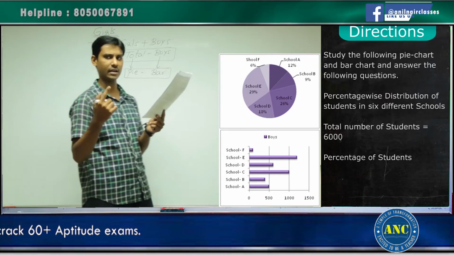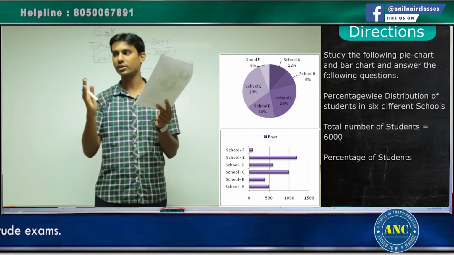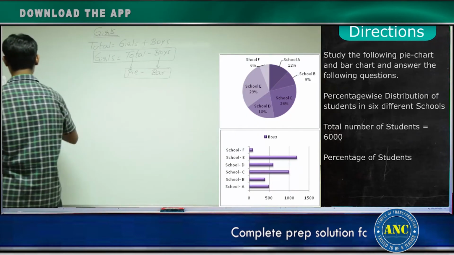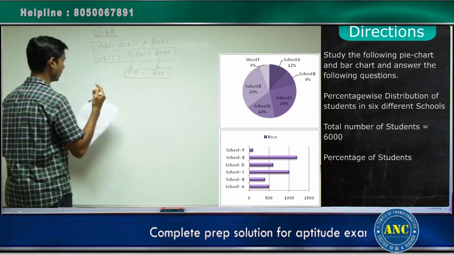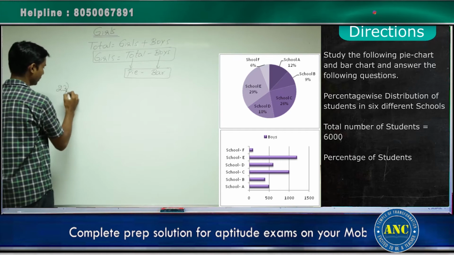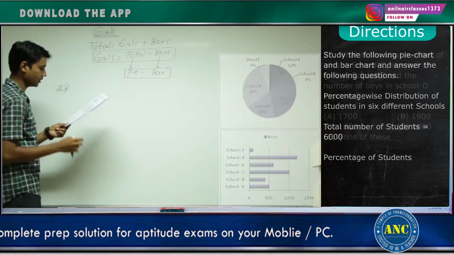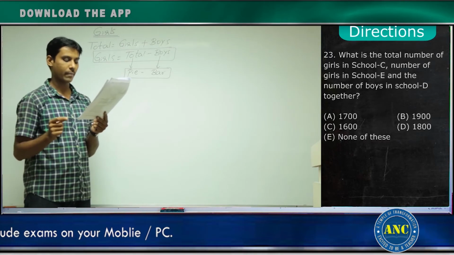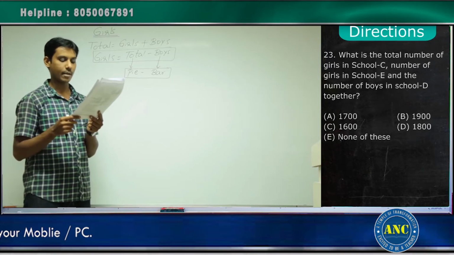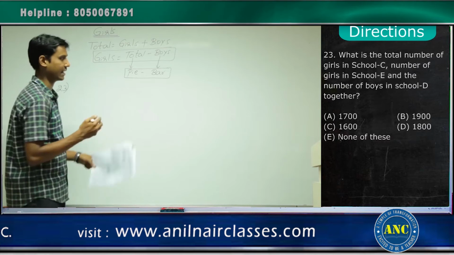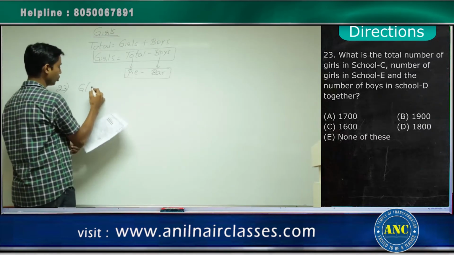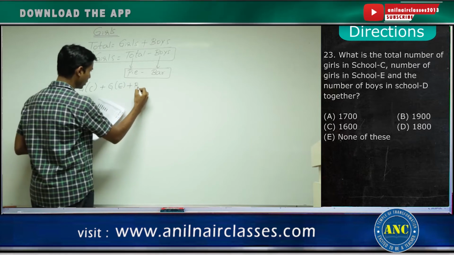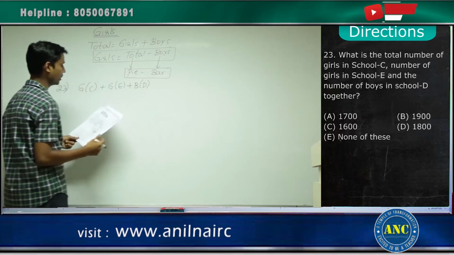All the values are given in the bar graph and pie chart. You just need to pick those values and simplify. We are solving question number 23. What is the total number of girls in school C, the number of girls in school E, and the number of boys in school D together?